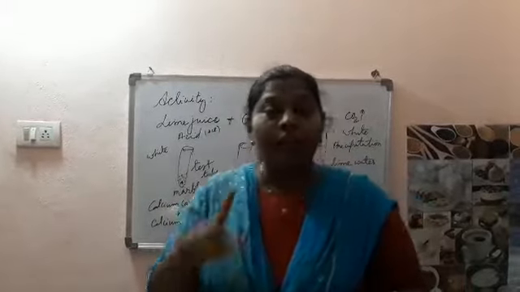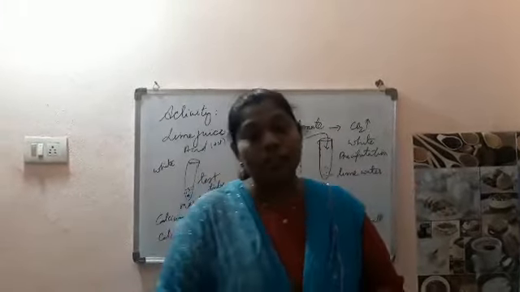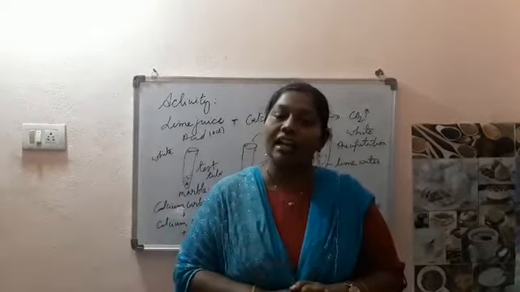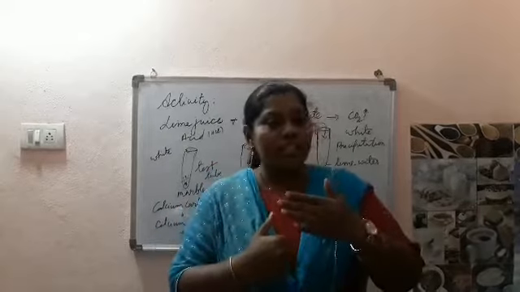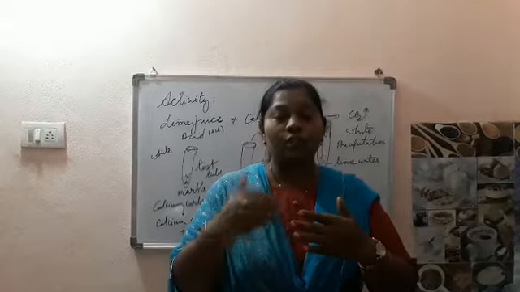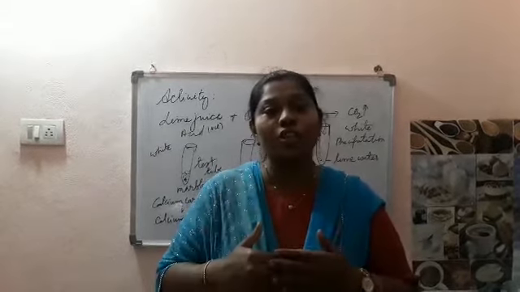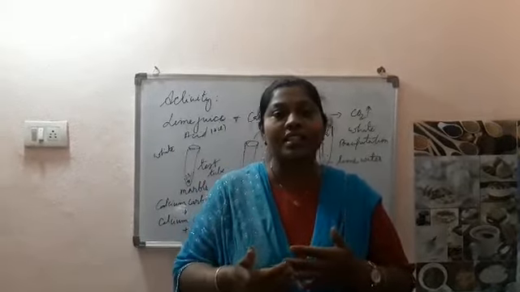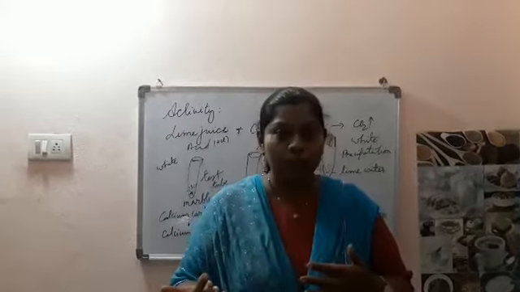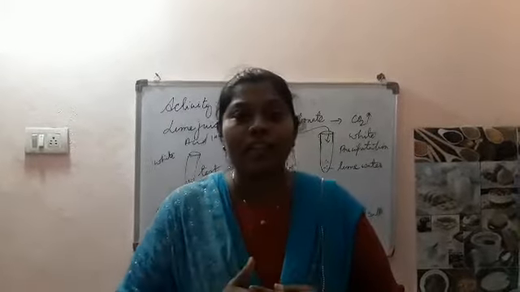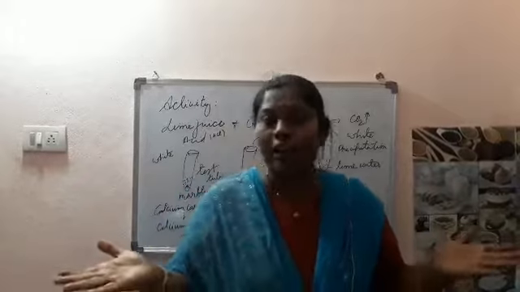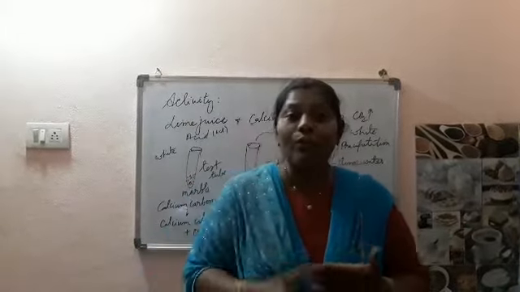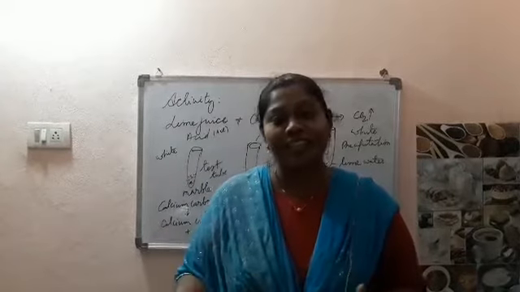Yes children, when we were talking about the litmus papers, we saw only the reaction. The litmus paper only showed that the acid turns blue litmus into red litmus, and the base turns red litmus into blue litmus. So when we were doing this reaction, we were not talking about any neutralization reaction or any salt. Now we have introduced the next item, that is the salt.